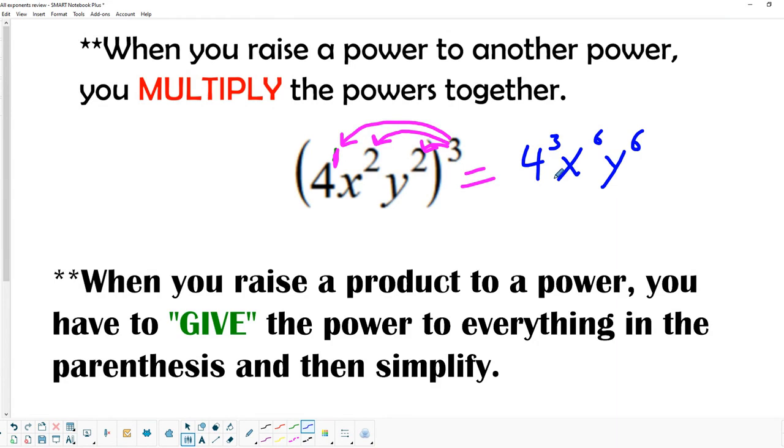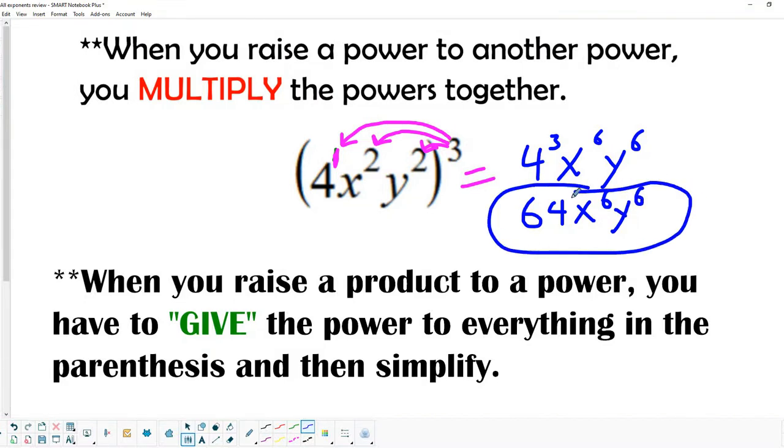And in some cases, if we're asking you to simplify this all the way down, we would want to know what 4 to the 3rd is. And so 4 times 4 is 16. 4 times 16 would be 64. So 64 x to the 6th, y to the 6th, that would be completely done and simplified. Okay, so when you raise a product to a power, you give the power to everything in the parentheses and then simplify.